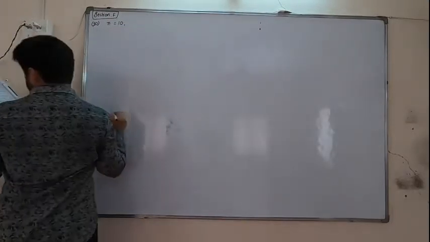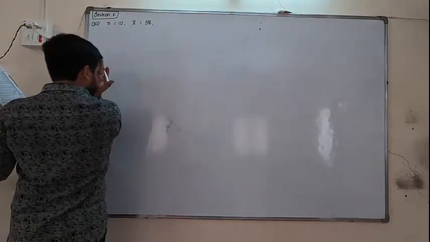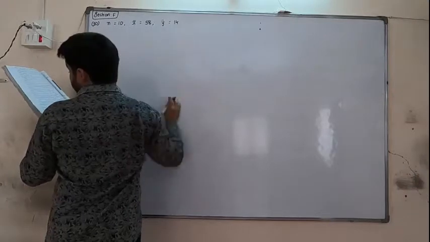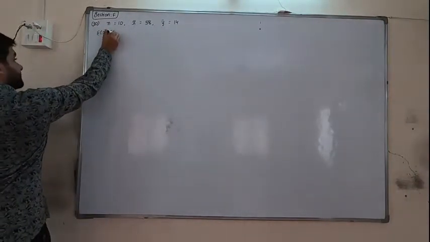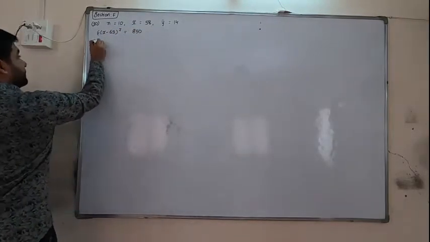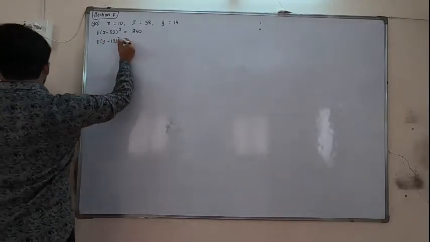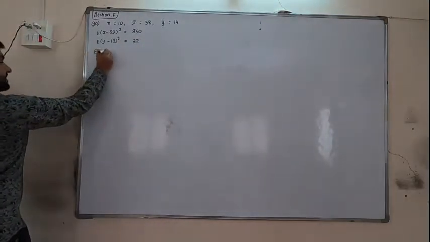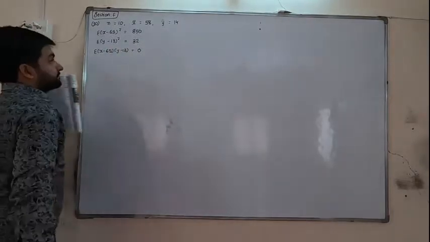N is equal to 10. X bar is 58. Y bar is 14. Sigma (X minus 65) square is 850. Sigma (Y minus 13) square is 32. Sigma (X minus 65) into (Y minus 13) is 0.